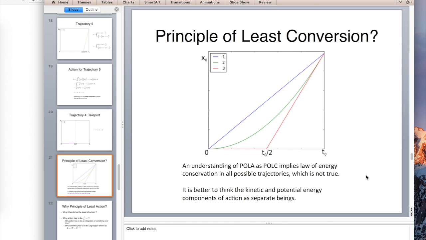So to me, I think it's better to think of the kinetic energy and potential energy components of the action as rather separate beings. So during the real trajectory, the integration of the kinetic energy is minimized while the integration of potential energy is maximized. That's how we should think about the action.